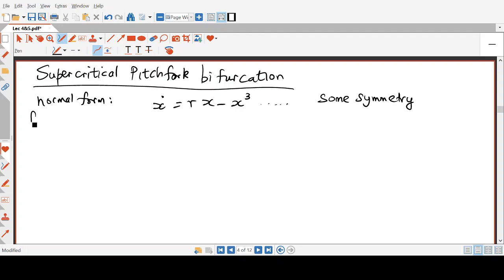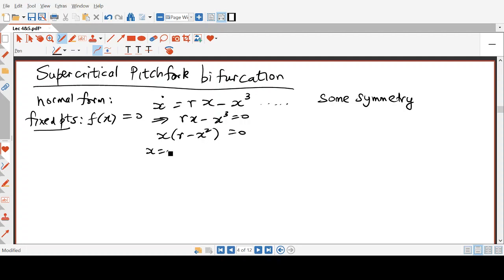So let's take the fixed points. You have to solve f of x equal to 0. So rx minus x cubed is 0. That means x into r minus x squared equals 0. So x is 0 or x equals plus minus root r. And of course, only r greater than or equal to 0 counts.